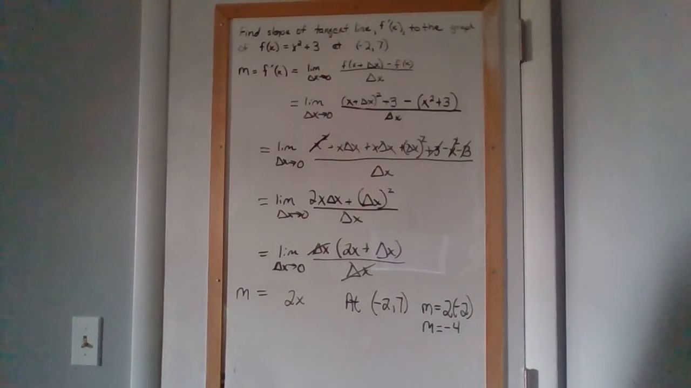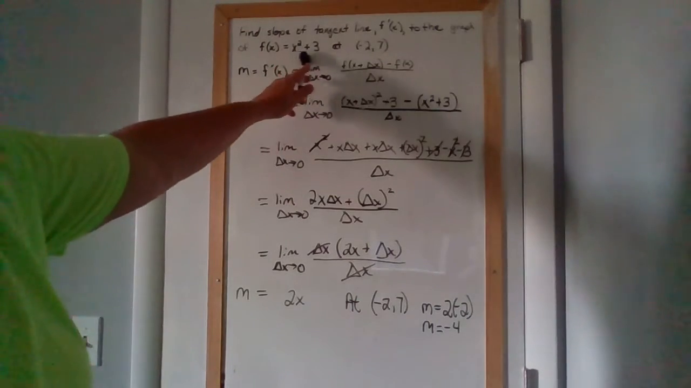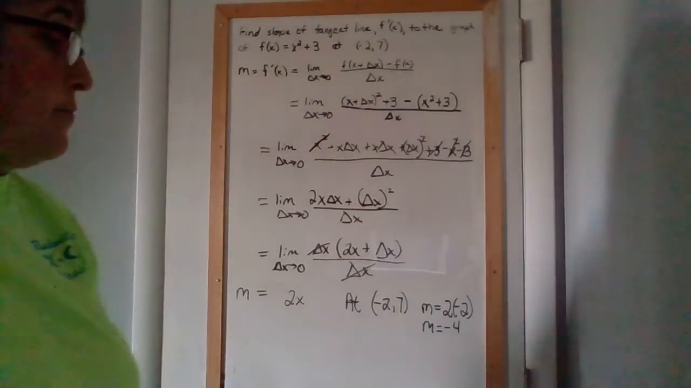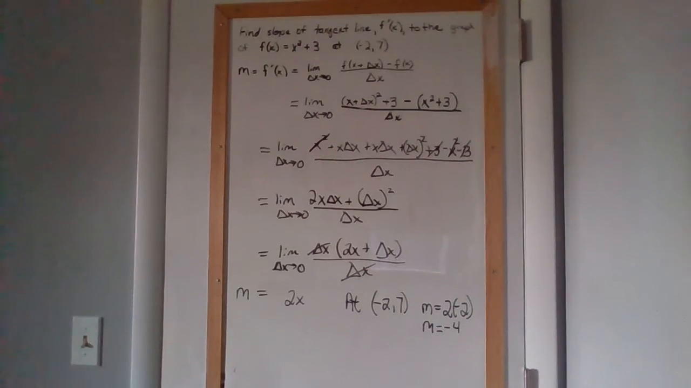So if you have your graphing calculators, you could type in this x squared plus 3, and we could then find the equation of the tangent line, and you could type that in and find out that that line does have a slope of -4. So actually, that's the next part on your examples. It wants you to find the equation of the tangent line at the ordered pair -2, 7.